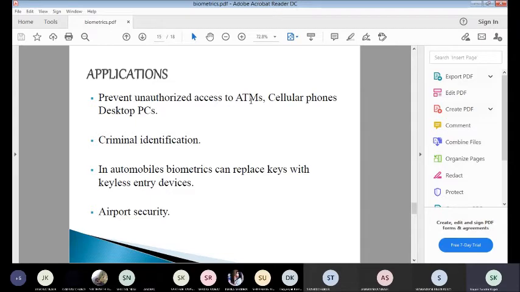So such applications have been developed. Use your face or thumb for accessing the data on a smartphone. A lot of other sensitive data is there on everyone's smartphone, apart from which, of course, the financial things are most important. If you have access to anyone's smartphone lying at home, you can even transact, because you can have access to credit or debit cards also. So avoid unauthorized access on ATMs, cellular phones or desktop PCs as well.